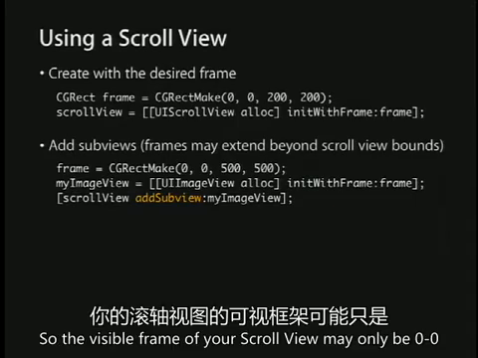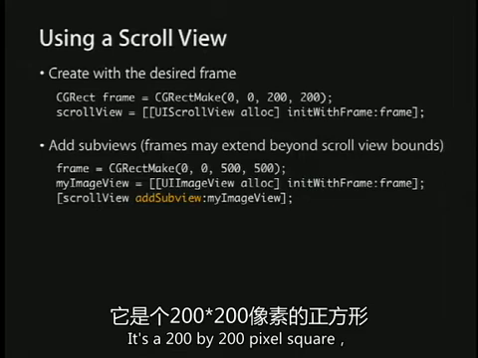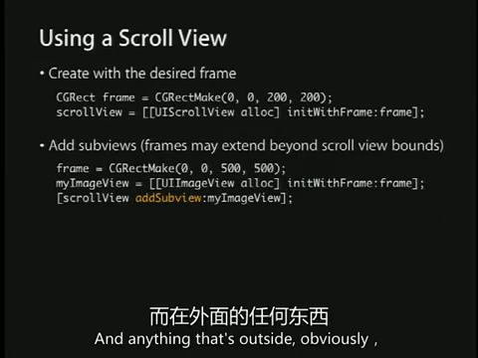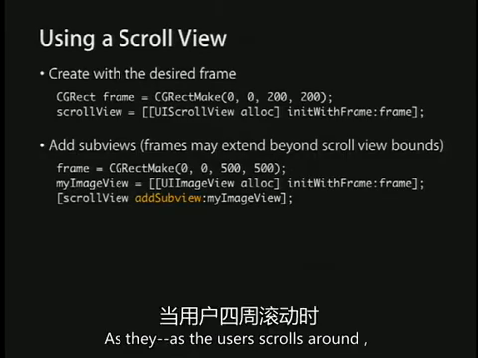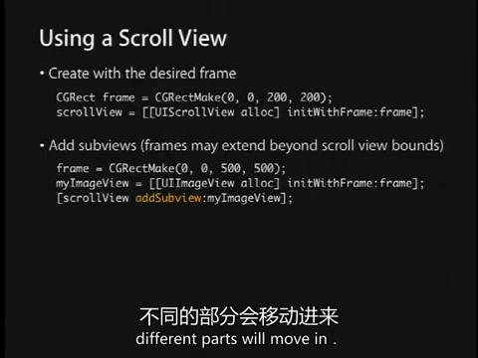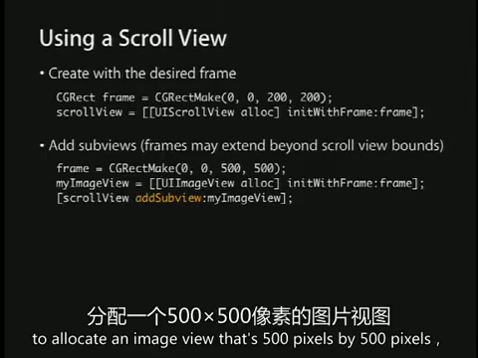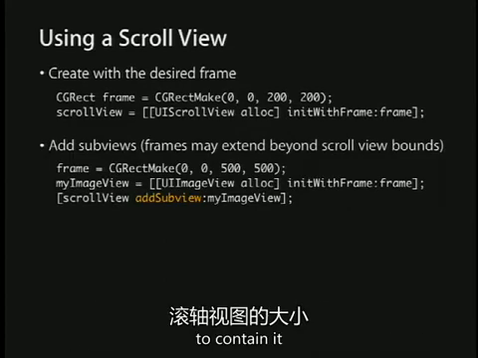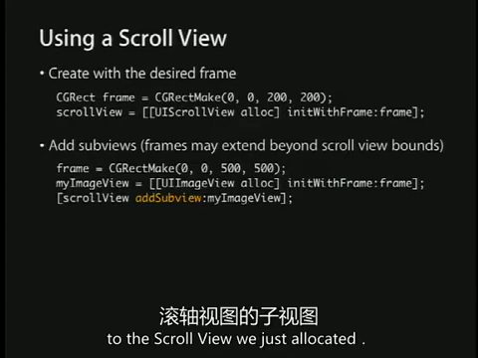So the visible frame of your scroll view may only be 0, 0, 200, 200. It's a 200 pixel by 200 pixel square, but its subviews can be way outside of that. And anything that's outside obviously isn't going to be displayed. It's outside of the bounds. As the user scrolls around, different parts will move in. So in this case, we're going to allocate an image view that's 500 pixels by 500 pixels, significantly larger than the scroll view that's going to contain it. We'll allocate it with that frame, and we'll add it as a subview to the scroll view we just allocated.